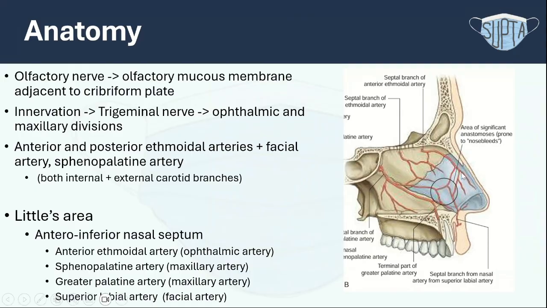So you can see here Little's area. It's on the anterior inferior nasal septum, and essentially it's an anastomosis for these different arteries that is very prone to nosebleeds.